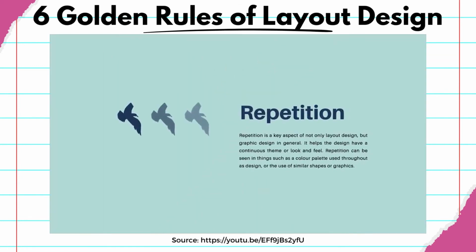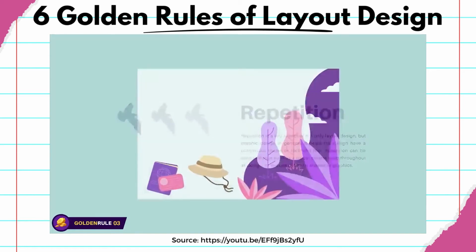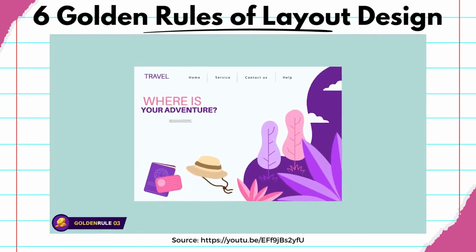Now, repetition is a key aspect of not only layout design, but just graphic design in general. It helps a design have a more continuous theme or look and feel. Repetition can be seen in things like the color scheme used throughout your design, or the use of similar shapes and graphics. Now here is another landing page design, and what kind of repetition can you see in this example?